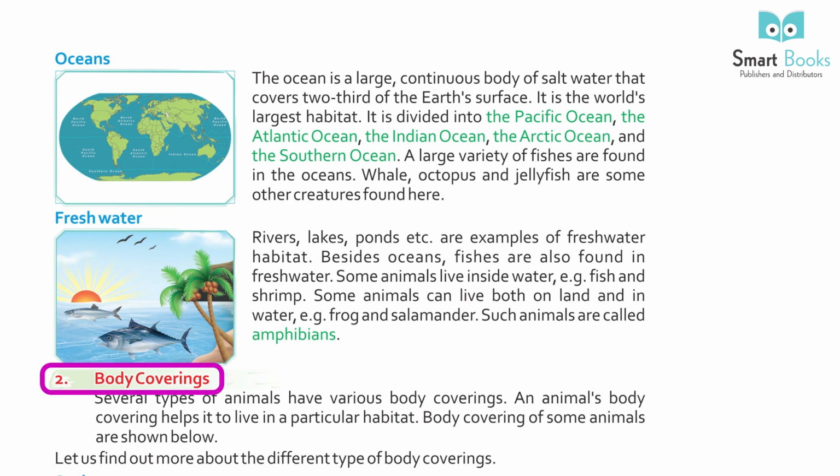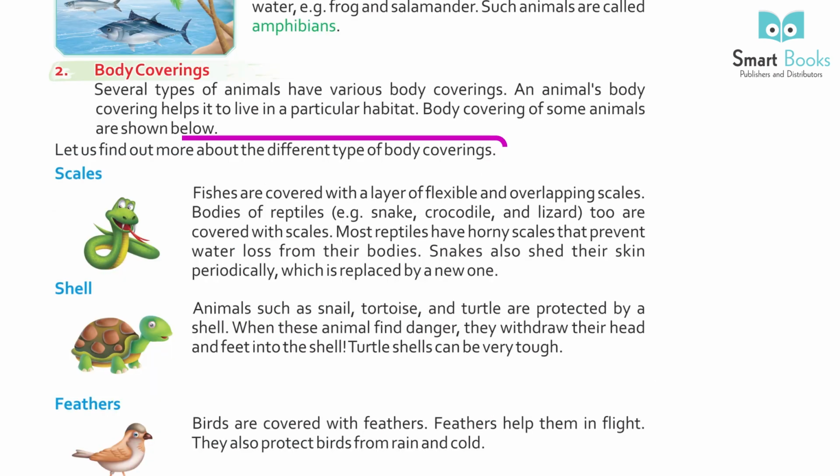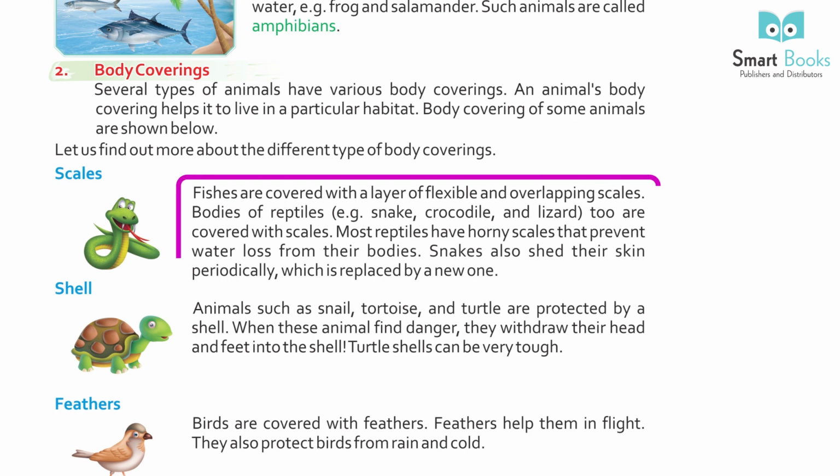2. Body coverings. Several types of animals have various body coverings. An animal's body covering helps it to live in a particular habitat. Body coverings of some animals are shown below. Let us find out more about the different types of body coverings. Scales. Fishes are covered with a layer of flexible and overlapping scales. Bodies of reptiles, for example snake, crocodile and lizard, too are covered with scales. Most reptiles have horny scales that prevent water loss from their bodies. Snakes also shed their skin periodically, which is replaced by a new one.